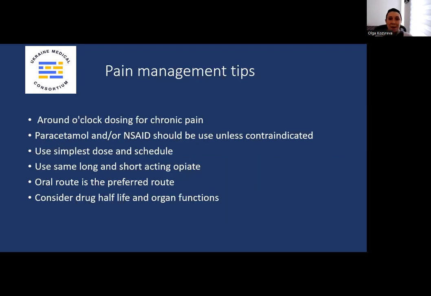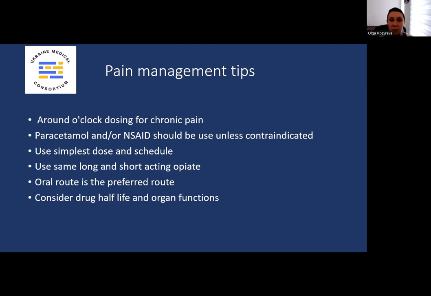So this is the slide on pain management tips. As I mentioned, for chronic pain, we prefer to use around-the-clock dosing, regardless of what the pain is. For arthritis, you can use around-the-clock paracetamol. If it's cancer pain, you can use around-the-clock paracetamol, Motrin plus opiates.